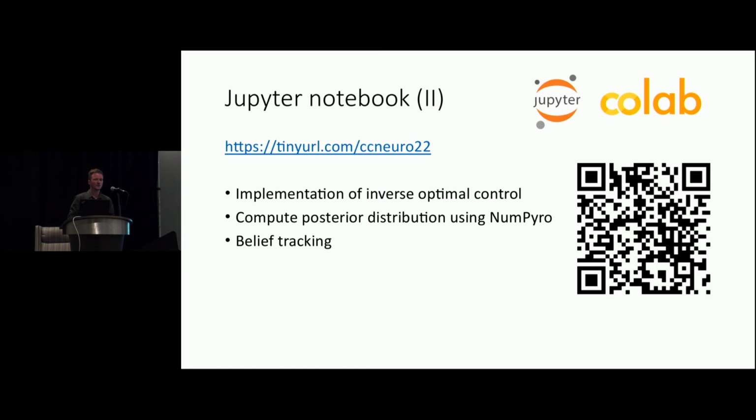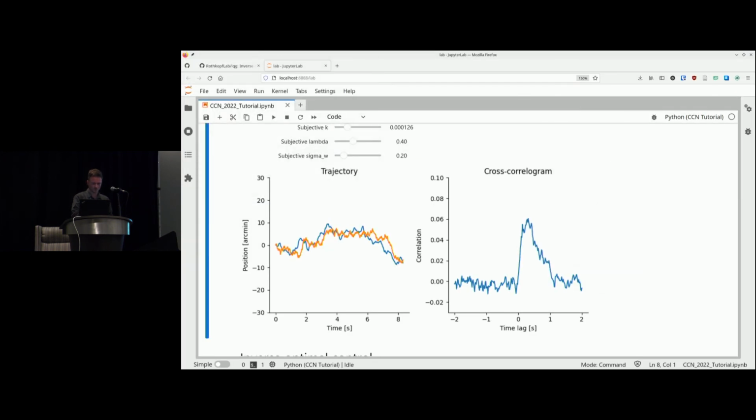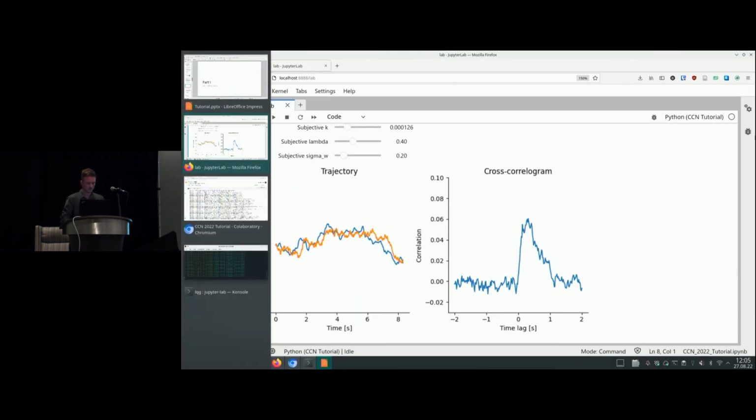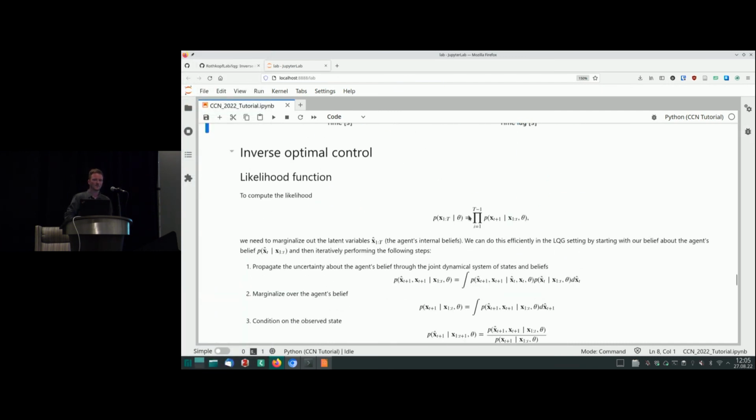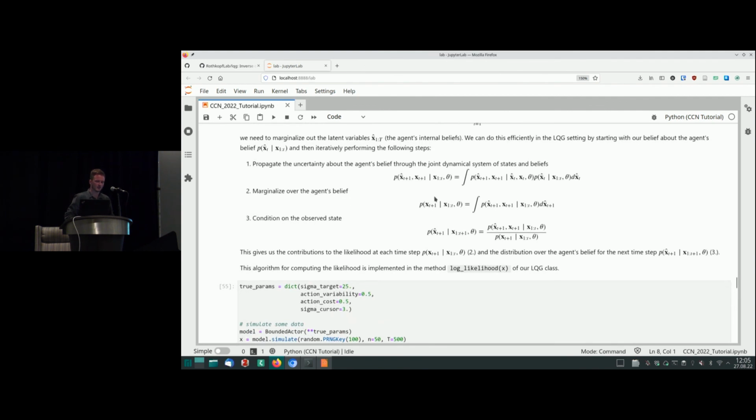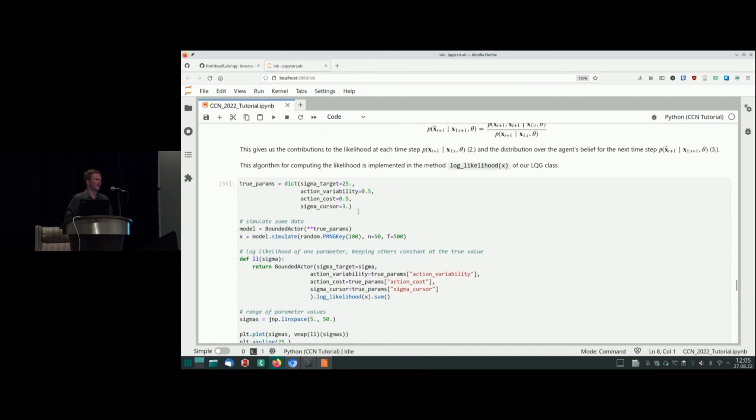So now for the second part of the code examples. Here I have again written this approach for the likelihood function, but now we look at how this actually works in the code. Let's define some true parameters from which we simulate some synthetic data: the position, the perceptual uncertainty of the target, action variability, costs, and so on. Then we simulate some data from our bounded actor model, and we get a trajectory X. In this case, we simulate 50 trials and 500 time steps.